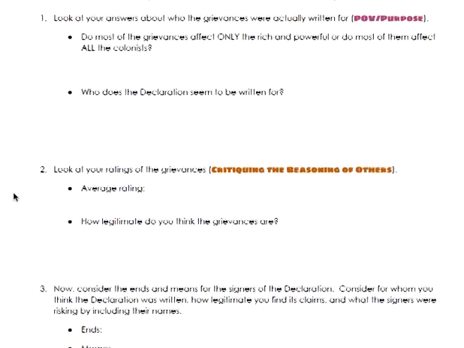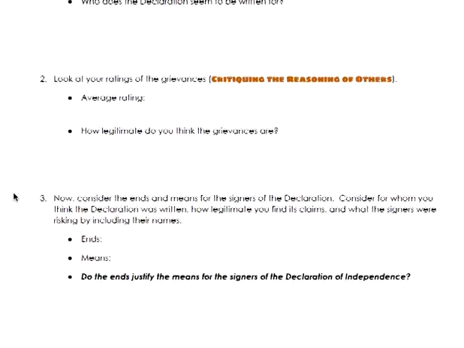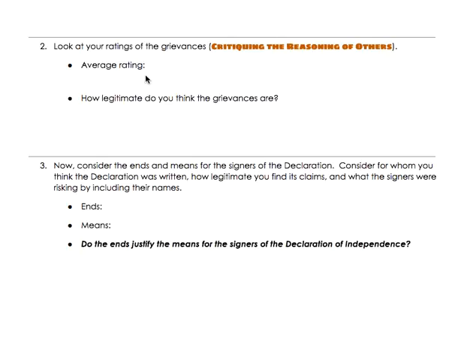Then you'll look back at your ratings of the grievances under critiquing the reasoning of others, calculate your average rating, so add up all of the numbers that you wrote in that column there, divide them by 10, and give yourself an average rating. That will help you answer this second question, how legitimate do you think the grievances are? So if you only had an average rating of 3.7, then you might say, they're not really that legitimate.